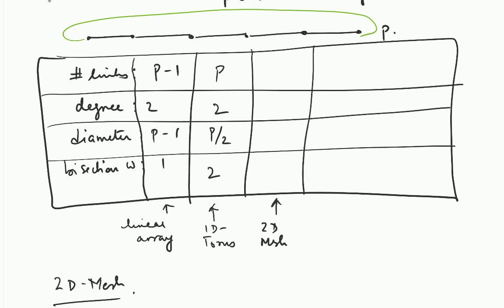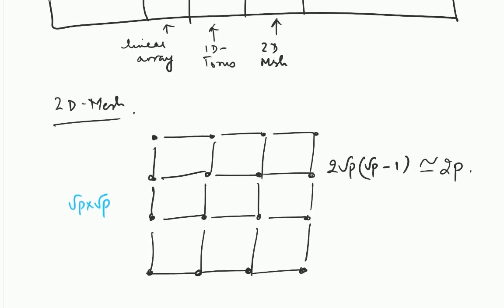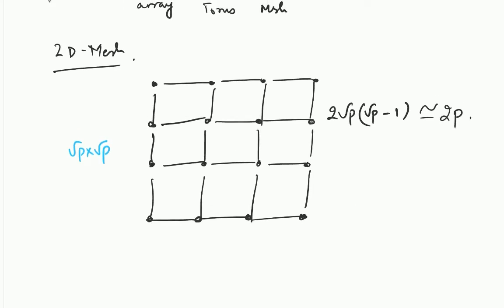So let me just fill up this entry. The number of links is 2P, which is not bad. You've just doubled the number of links from a linear array. But what advantage do you get by doing that? So what is the diameter?